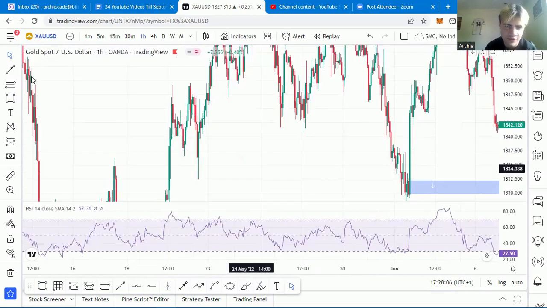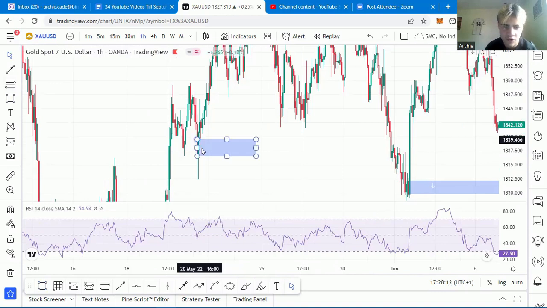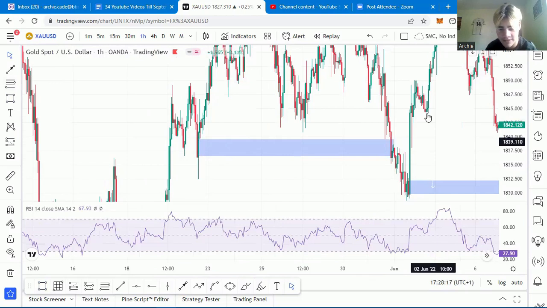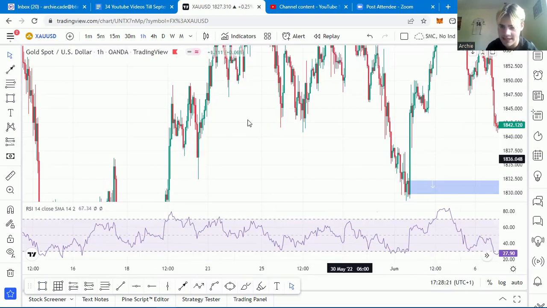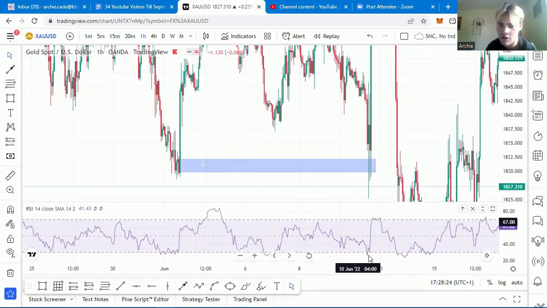But you're looking for zones like this, where your wicks have not covered your zones. And you can then drag that across and that could be a trade opportunity, a trade entry. And after that, let's go back to the key example, what you're then looking for is where the RSI is oversold or overbought, because that is going to give you a strong indication of the momentum of the market.